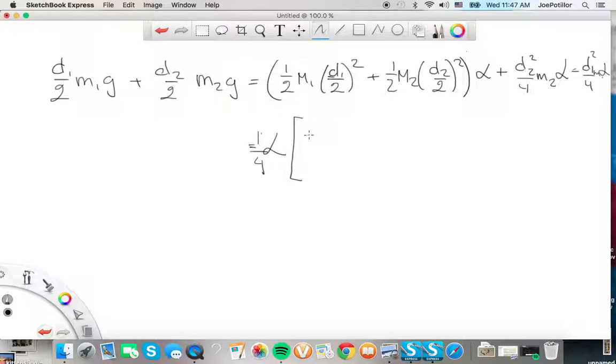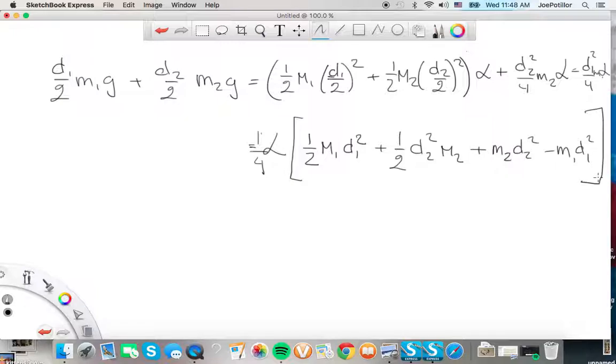To factor out 1/4, that becomes 1/2 big M1 d1 squared plus 1/2 d2 squared times M2 plus M2 d2 squared minus M1 d1 squared. Like that.